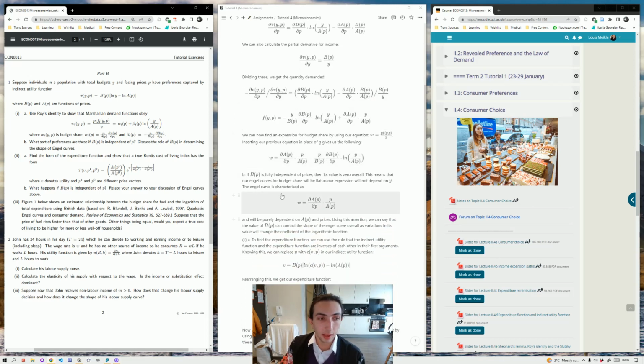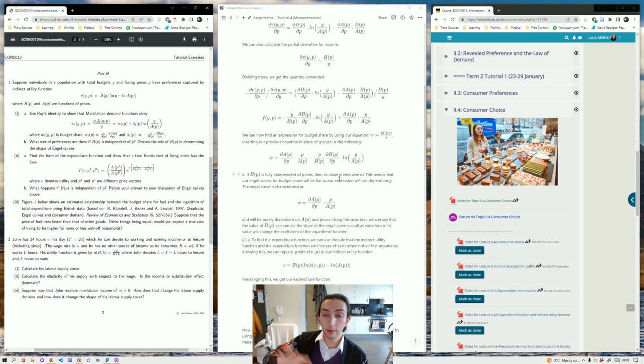Now for B. What sort of preferences are these if B(P) is independent of P? Discuss the role of B(P) in determining the shape of the Engel curves. We're going to consider the Engel curves here as specifically budget share. Engel curves are just the budget share as our consumption increases.